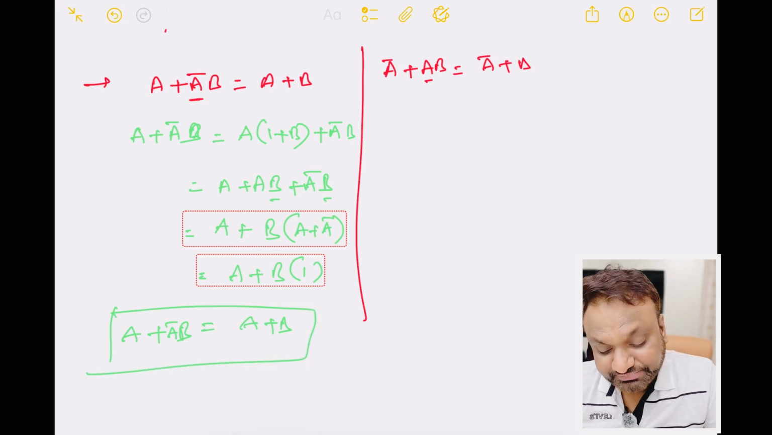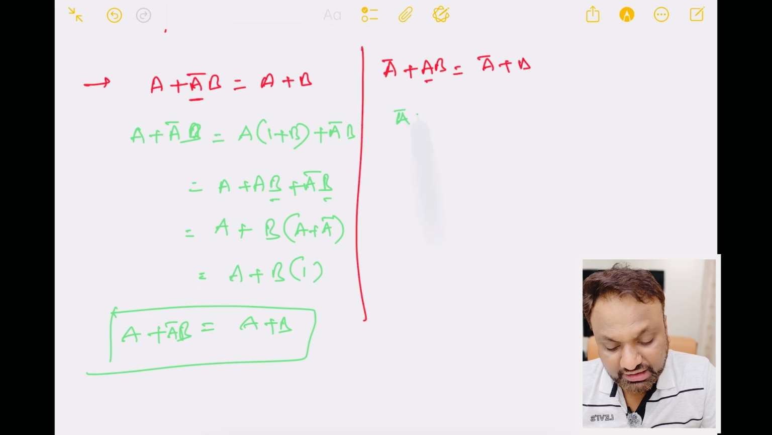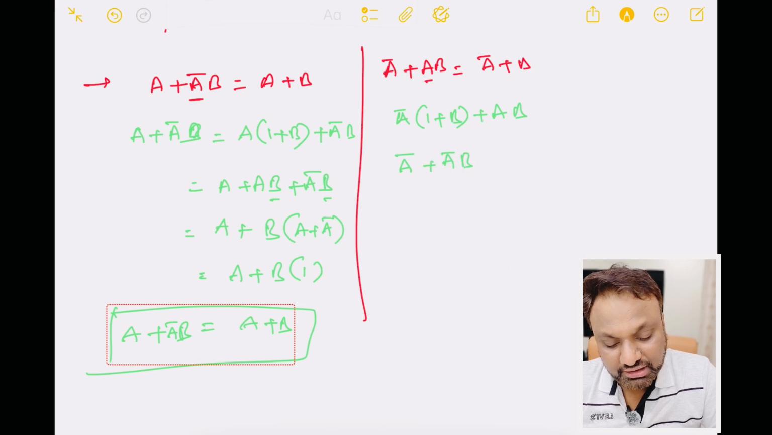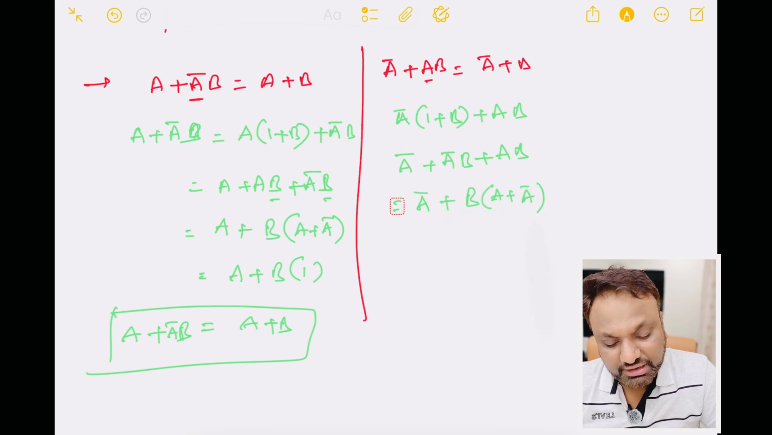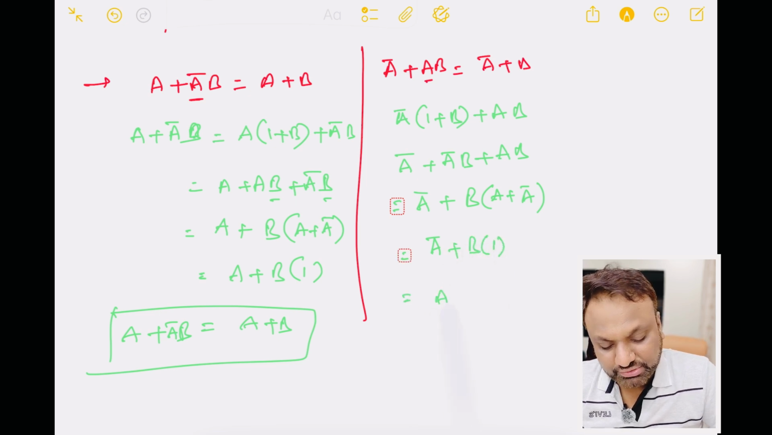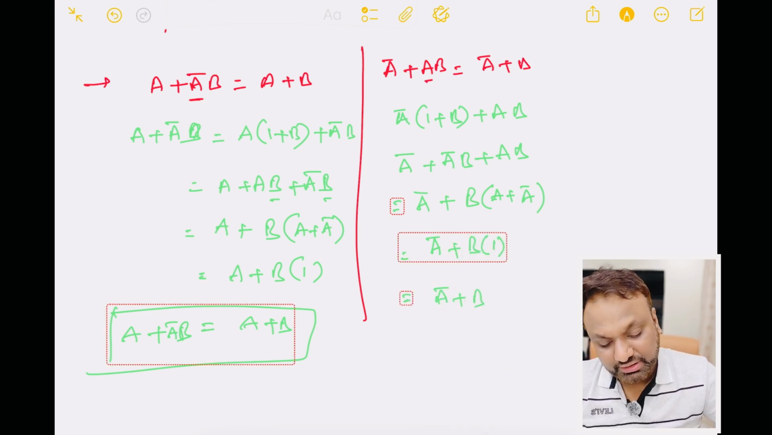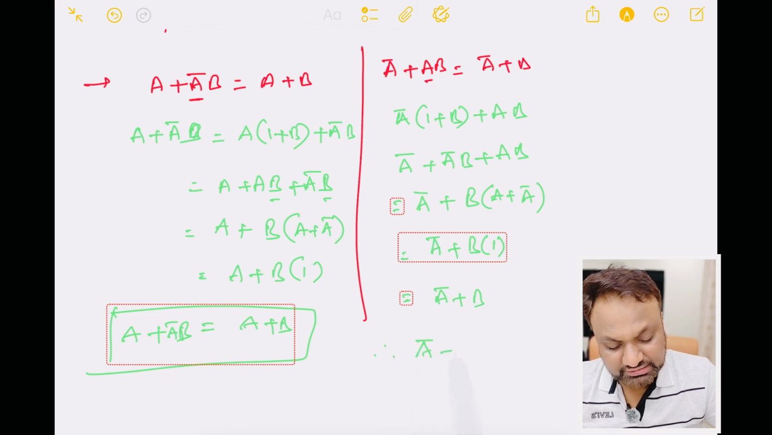Similarly, I can have A bar plus AB equal to A bar plus B, right? So you see here, the same way, I will write A bar into (1 plus B) plus AB. So this will be A bar plus A bar B plus AB. That is equal to A bar plus B into (A plus A bar), that is equal to A bar plus B into 1, that is equal to A bar plus B. Therefore A bar plus AB is equal to A bar plus B.